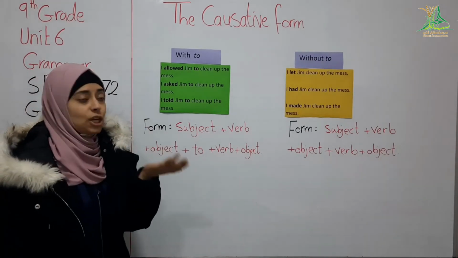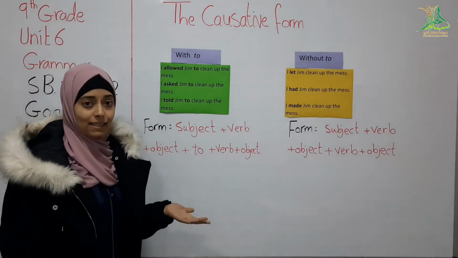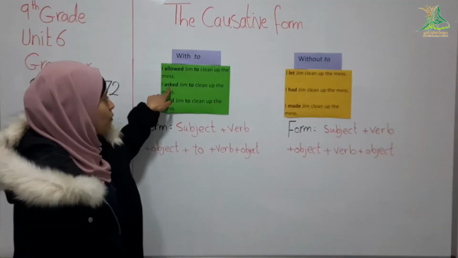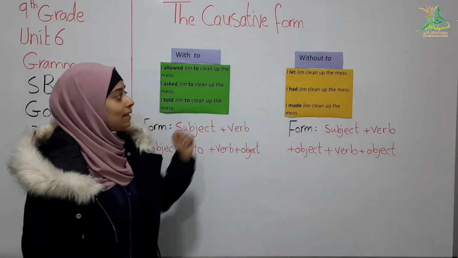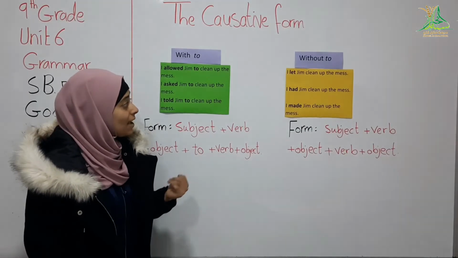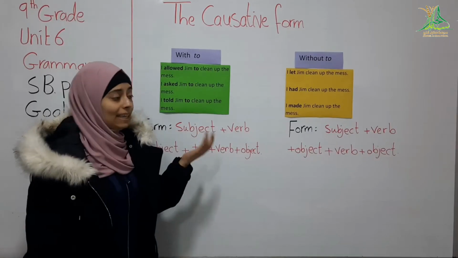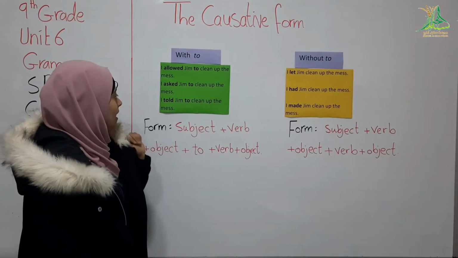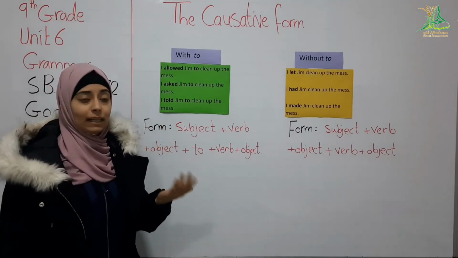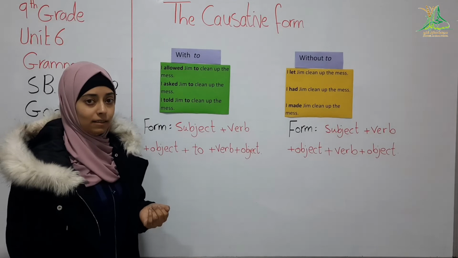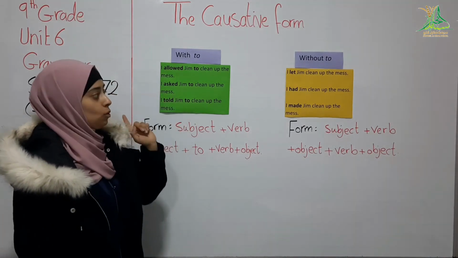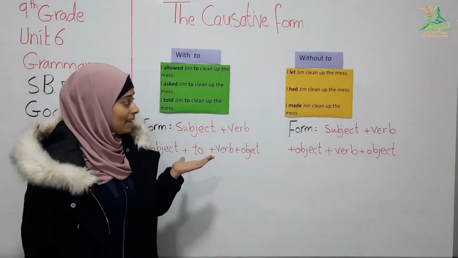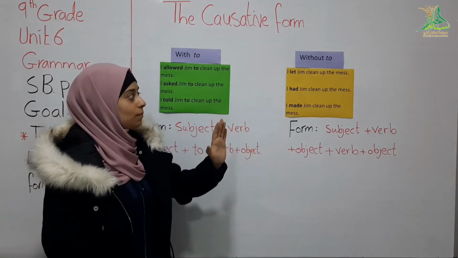I asked Jem to clean up the mess. If I want to use had, let's see how the sentence will be. I had Jem clean up the mess, without to. Here, I told Jem to clean up the mess. Told, to. I made Jem clean up the mess, without to. Okay?